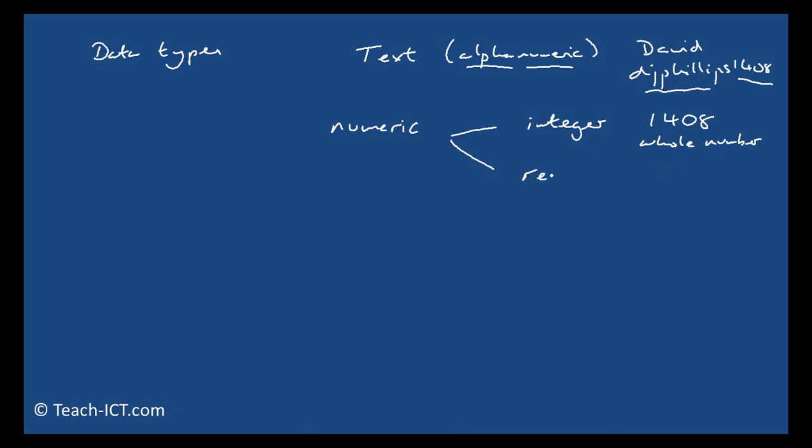Now, in terms of databases, you can also have real numbers. Real numbers is where you would introduce the decimal point. For those of you that may go on to study computing, this is also sometimes referred to as a floating point number. But at Cambridge Nationals IT level, we can just refer to them as real numbers. So real numbers have a decimal point, and whole numbers are regarded as integers.